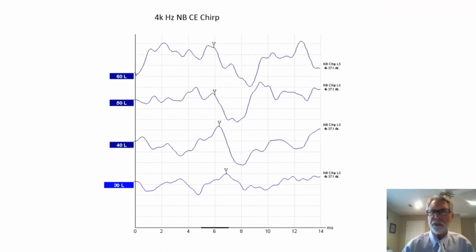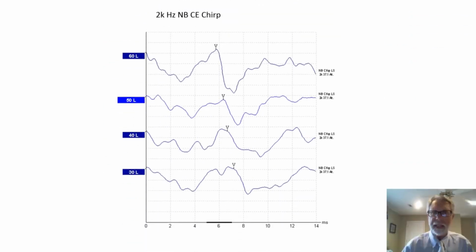Here's a 4,000 hertz narrowband CE chirp. Again, look at this. This is at 40 dB, and look at that beautiful wave 5. You wouldn't get it from a tone burst. We are at 2,000, and again, look at the morphology. Here's at 20 dB, 2,000 hertz, and look at that beautiful wave 5 morphology.